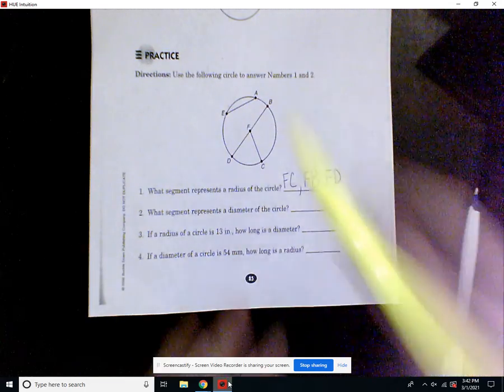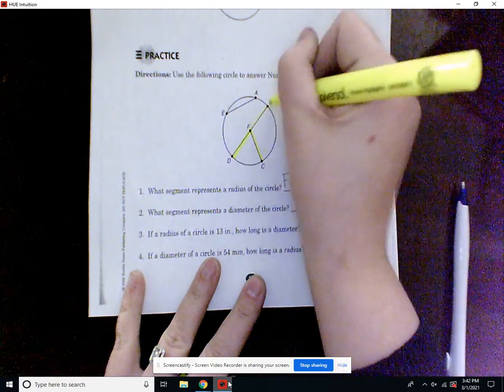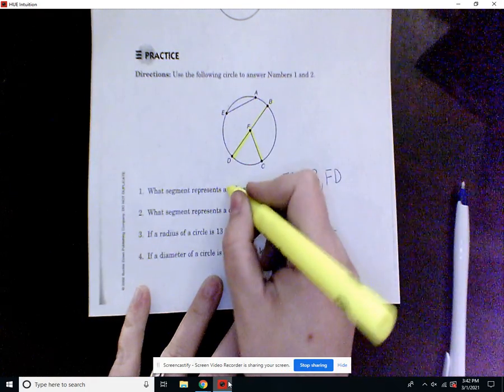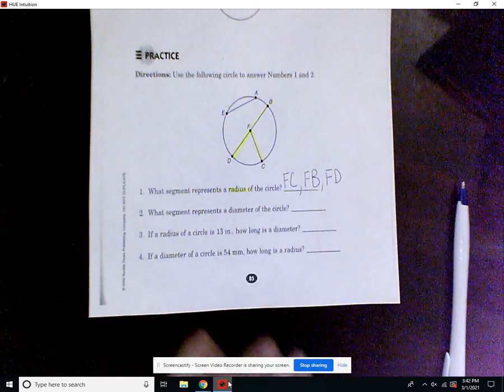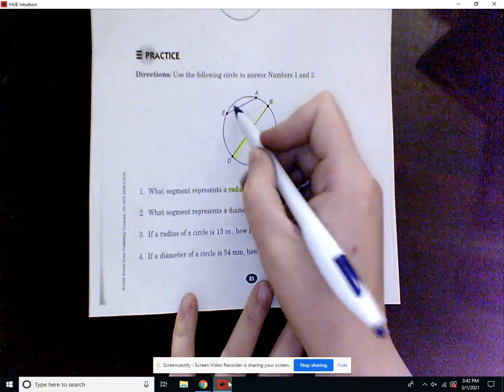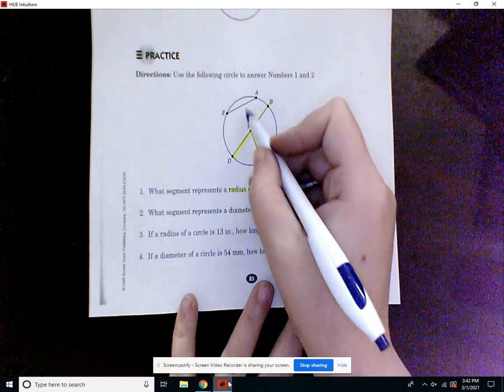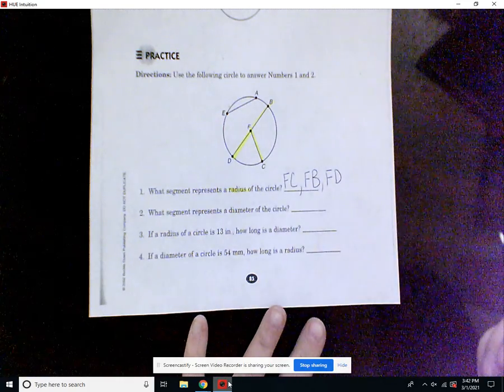So it goes from the center to one outside point. Those are radii. A and E is not a radius because it does not go to the center. It does touch the outside of the circle, but it does not go through the center. It has to go through the center to one outside point.